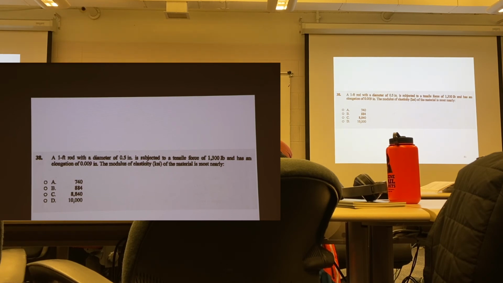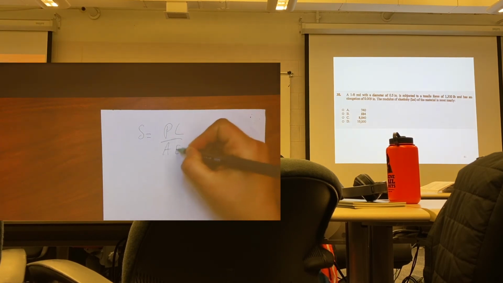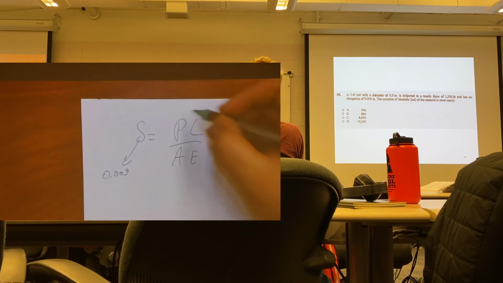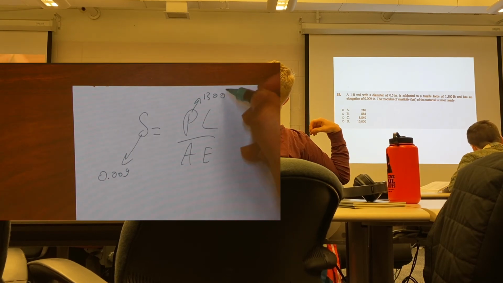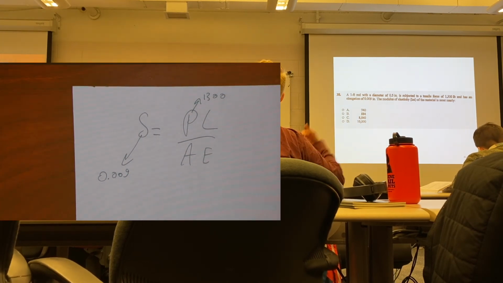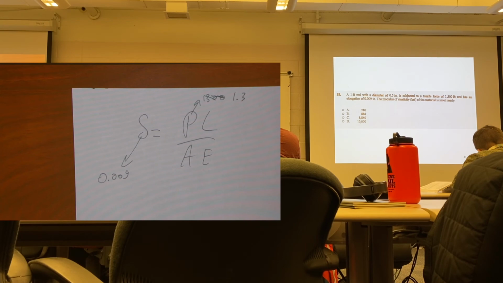So basically, in this problem, delta equals PL over AE. Delta is 0.009. P is 1,300 pounds. By the way, I can't really use 1,300 pounds. I better use 1.3 kips. You know why? I asked for E in KSI. So I should put everything in inches and the loads in kips.